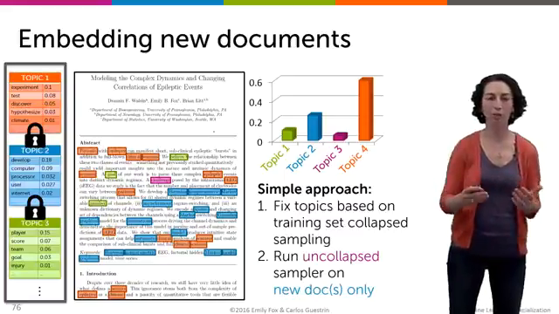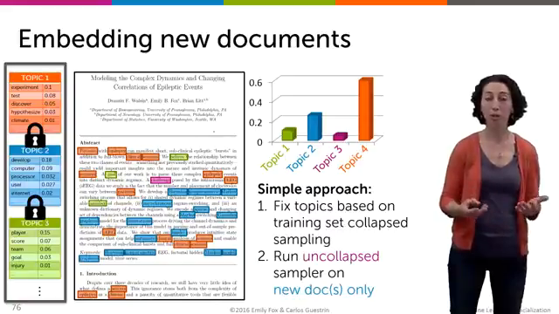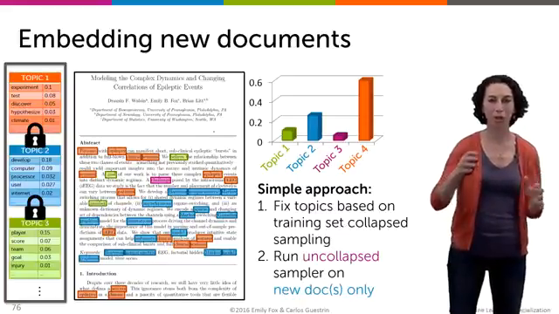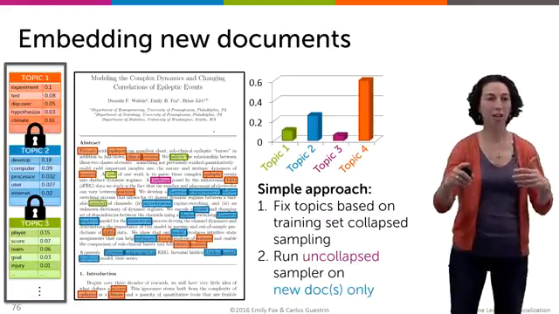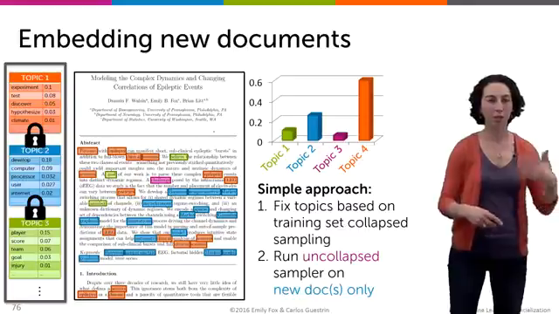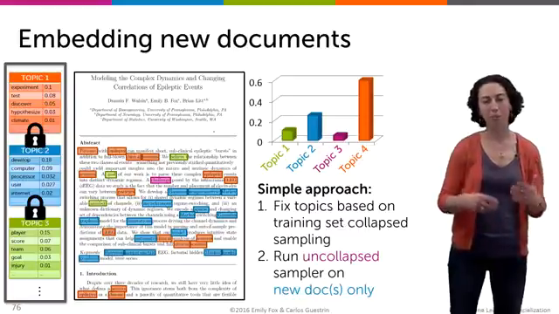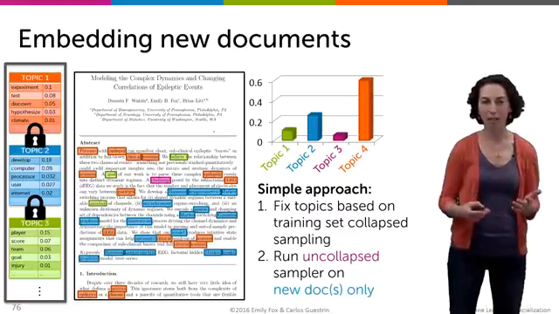So you get a whole collection of new documents. You already ran your collapsed Gibbs sampler. What do you do with these new documents? Well, the formal thing to do is to completely rerun your sampler with these new documents. So add them in, resample everything for these new documents, and then revisit the documents that you've already sampled. But often you really can't do that in practice.